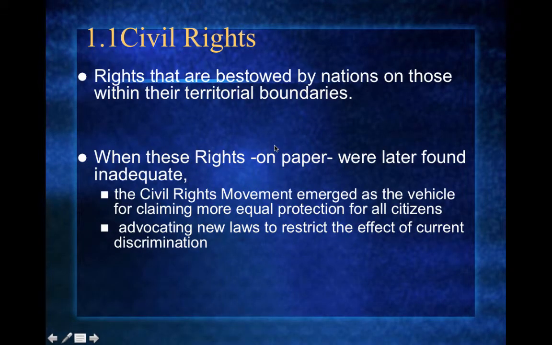Early civil rights movement. Civil rights are rights that are bestowed by nations on those within their territorial boundaries. Examples of civil rights and liberties include the right to get redress if injured by another, the right to privacy, the right to peaceful protest, the right to a fair investigation and trial if suspected of a crime, the right to vote, the right to personal freedom, the right to freedom of movement, and equal protection.